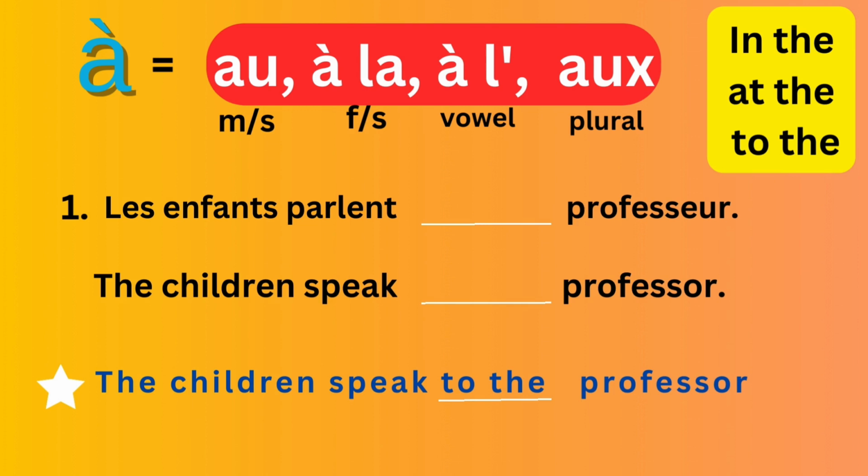So the meaning should be absolutely clear. It should be either in the, at the, or to the. So here we write, the children speak to the professor. Now, to write in French, we need to choose the correct preposition based on the gender and number of the noun professor. In French, professeur is a masculine singular noun. Therefore, the correct preposition to use would be au, to the. That you will select by looking at the word next to the dash.